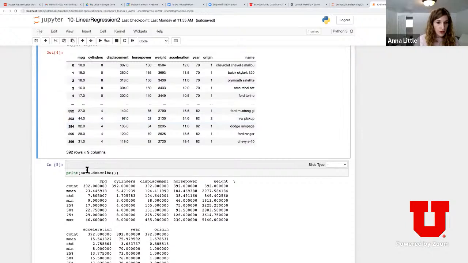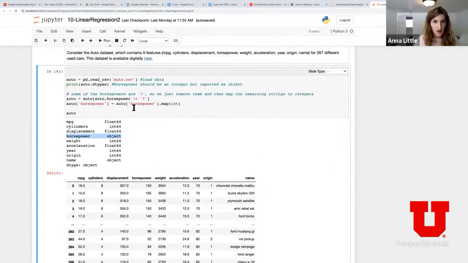Okay, and then remember, you can use the describe function to... Does that function remove the entire line with a question mark? Oh, this one here? Yes. This removes all lines that have a question mark in the horsepower field.